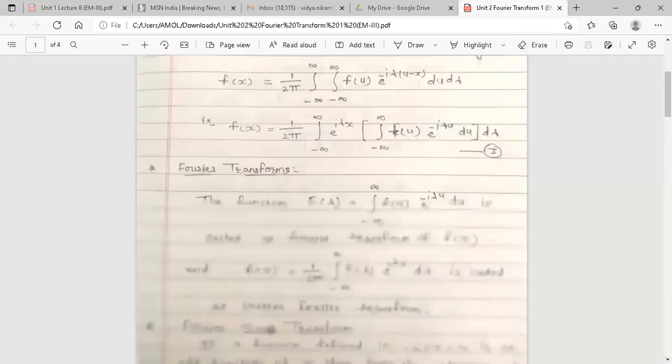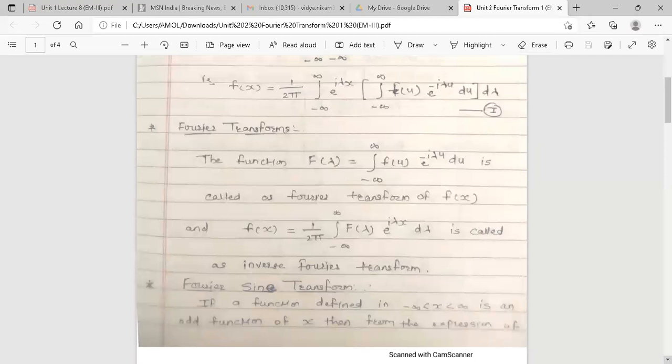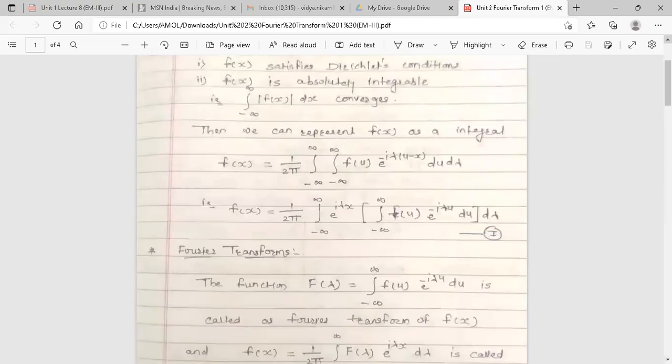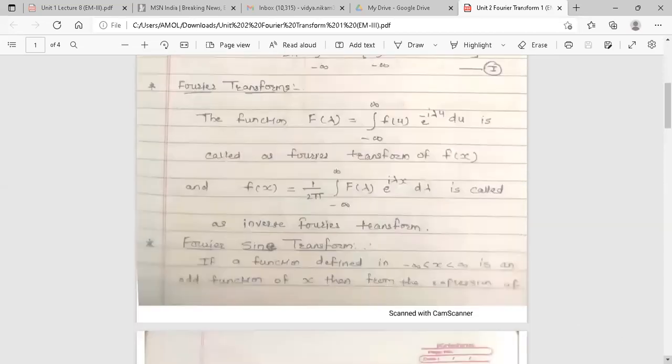Now, what is Fourier transform? The concept of Fourier transform. The function capital F of lambda is equal to integration from minus infinity to infinity of f of u e raised to minus i lambda u du, is called the Fourier transform of the function f of x. You know what is the function f of x? The function f of x which is absolutely integrable and it satisfies Dirichlet's conditions. That function is f of x.